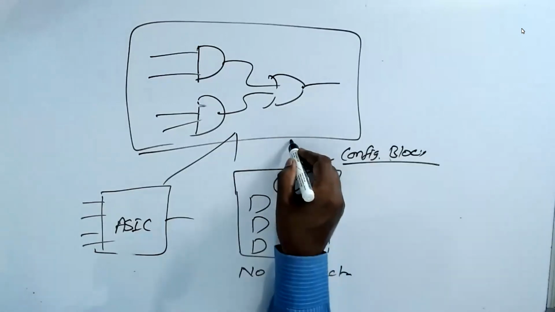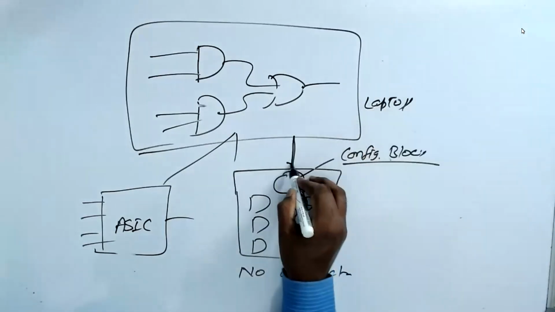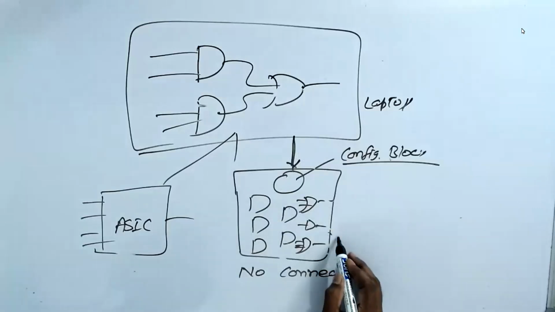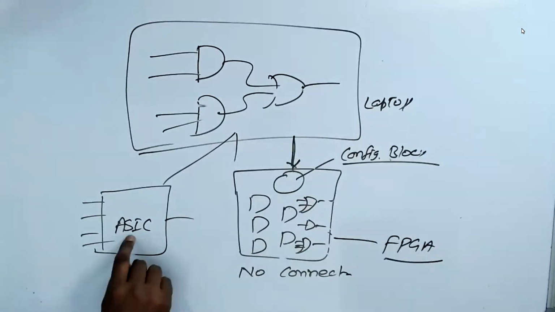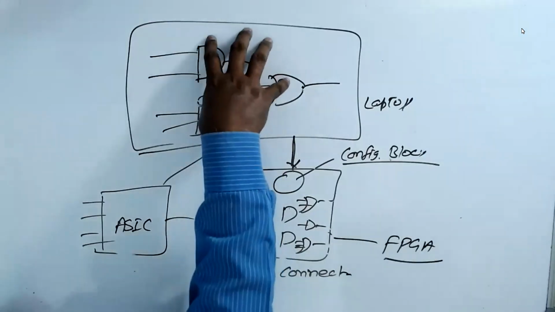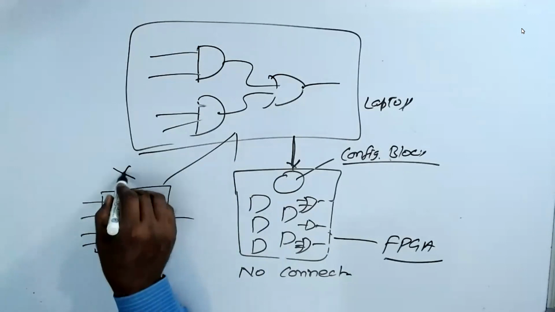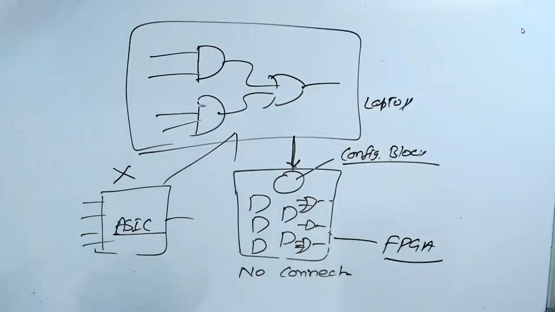Now, from your laptop, you communicate through this block and you can make the connections. This is what is called an FPGA. The difference between ASIC and FPGA is that in an ASIC the connection is fixed. You cannot change it. That's why it's called application specific IC. You cannot change the connection. But we can't program an ASIC, right? No, you can program.